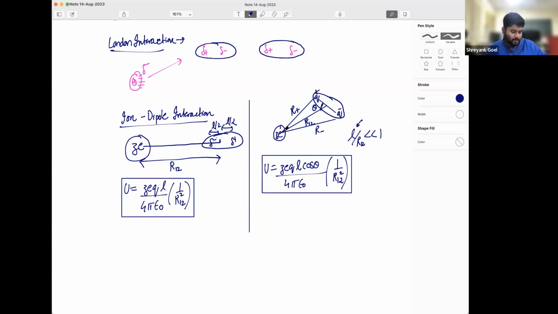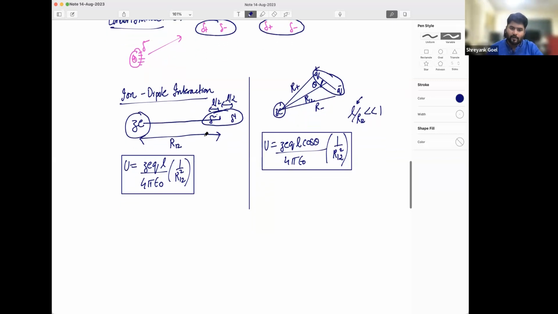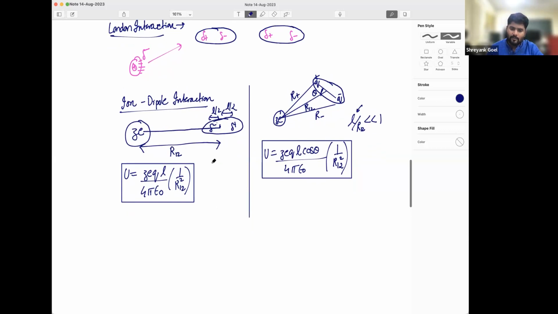So now, in this way we can arrive at different kinds of interactions; you can derive this.